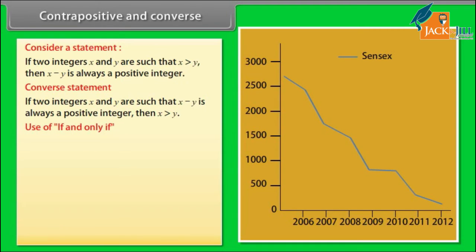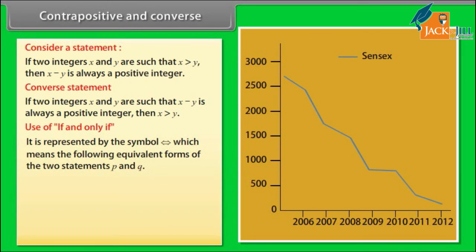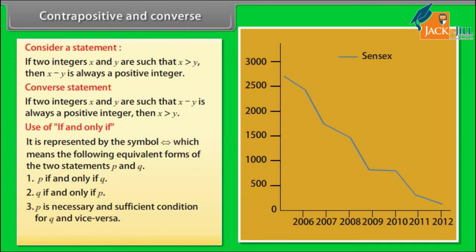Use of if and only if. It is represented by the symbol, if and only if, which means the following equivalent forms of the two statements P and Q: P if and only if Q; Q if and only if P; P is a necessary and sufficient condition for Q and vice versa; P if and only if Q.